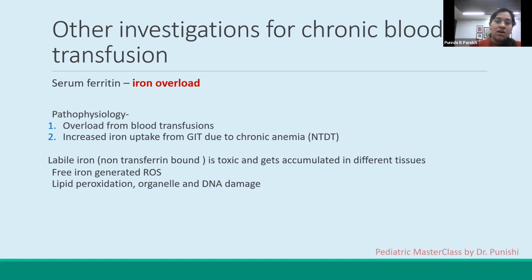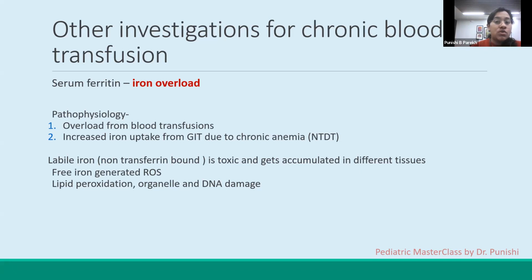Whenever you have anemia, the body tries to compensate by increasing the iron absorption from the GI tract. Okay, so the body senses that, oh, there is anemia, there's deficiency of blood. I need to do something about it. And that's the reason why it starts absorbing more and more iron from the GI tract. So, two mechanisms of iron overload: in transfusion dependent, definitely it is your transfusion, and in non-transfusion dependent, it's because of excess iron absorption from the GI tract because of chronic anemia.